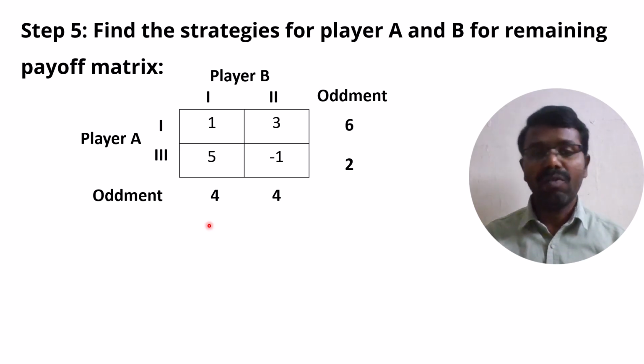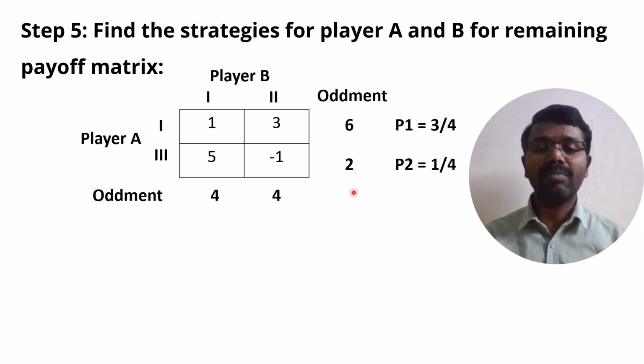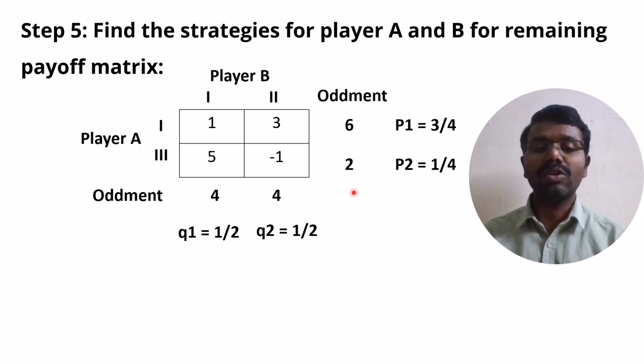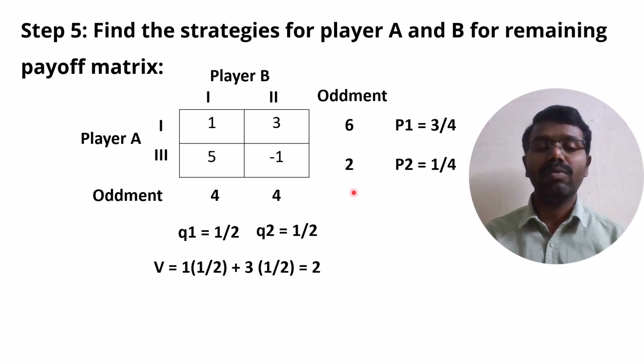Similarly we will calculate P1. P1 is equal to 6 by 6 plus 2, so 6 by 8, that is nothing but 3 by 4, and 2 by 8, that is nothing but 1 by 4. Q1 is equal to 4 by 4 plus 4, that is 1 by 2, and Q2 is equal to 4 by 4 plus 4, that is 8, so that becomes 1 by 2. So the value of the game is, let us say, 1 into 1 by 2 plus 3 into 1 by 2. So the value of the game is 2.